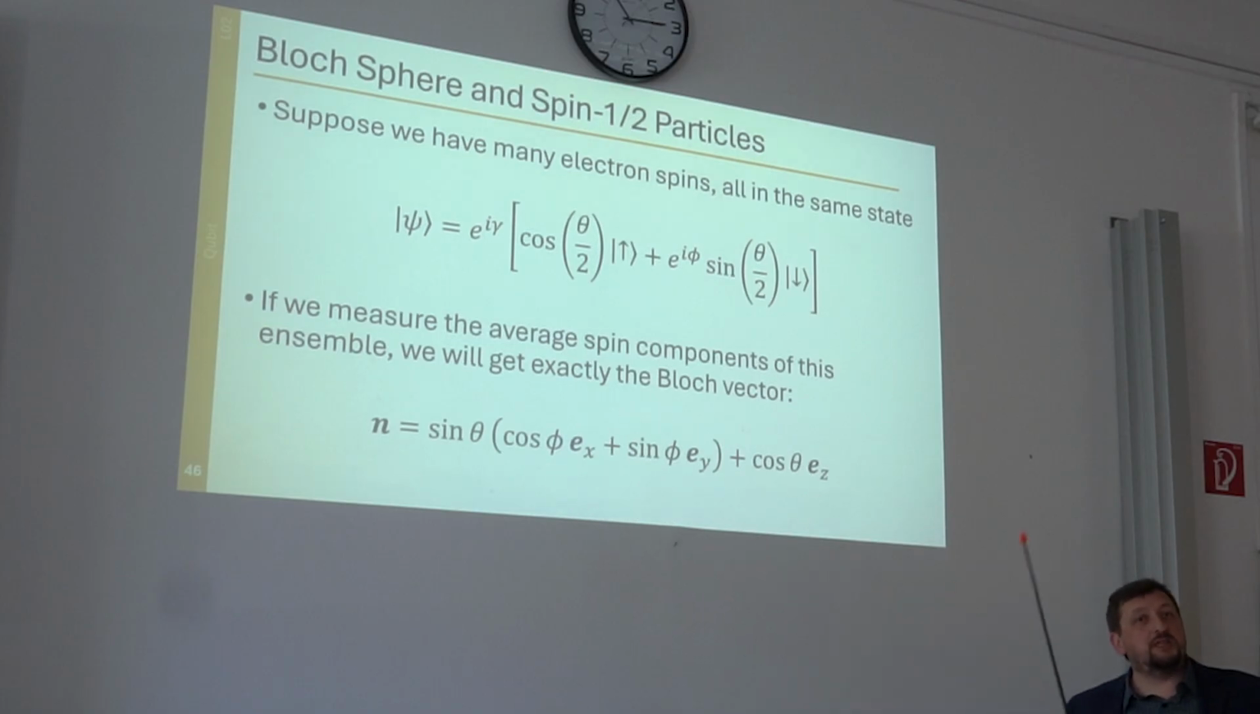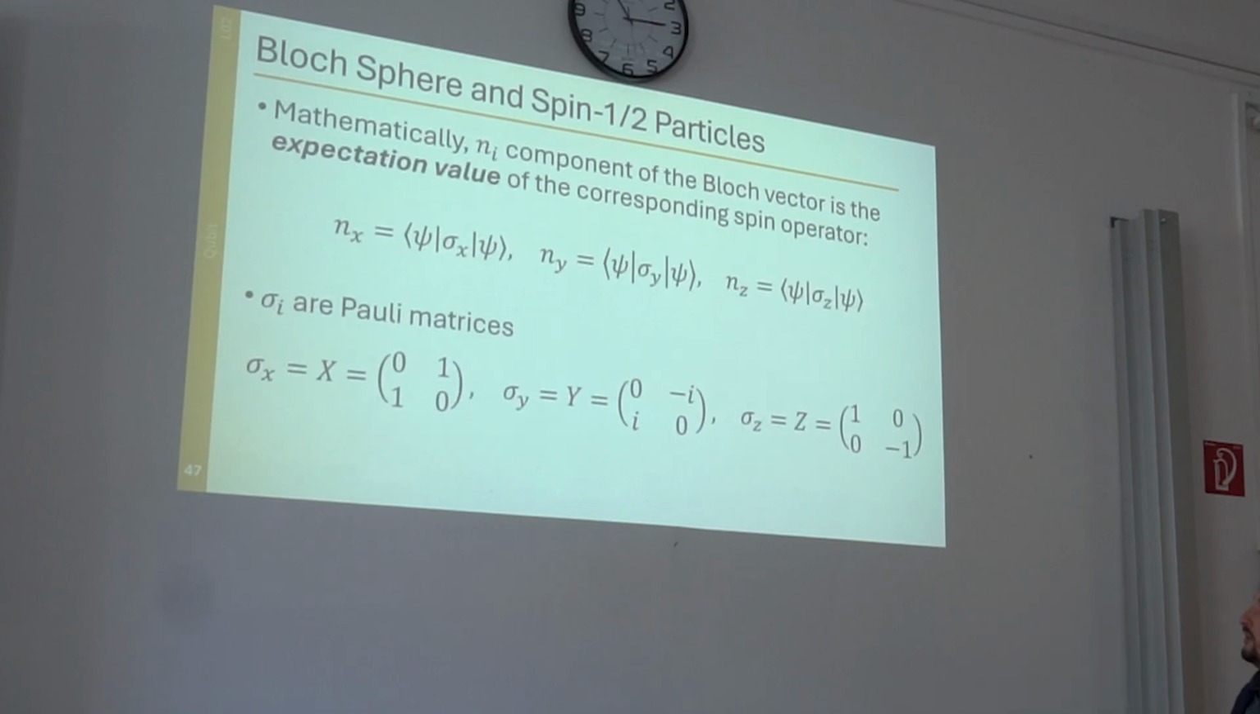So this has a direct analogy. It's not just that we can measure the Bloch vector. You create a lot of spins in a particular quantum state, you measure the direction of spin or direction of magnetization, and then times -1, you will get the Bloch vector. So mathematically, we can formulate it like this.